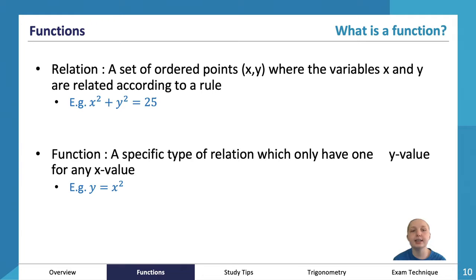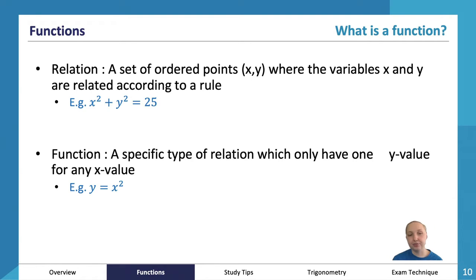So I've got here the example of x squared plus y squared equals 25. And I'm hoping that you recognize that that is the equation of a circle. Essentially what that's saying is that whatever coordinates we put into that equation, they are going to fit a certain rule so that your x squared plus your y squared will equal 25, right?